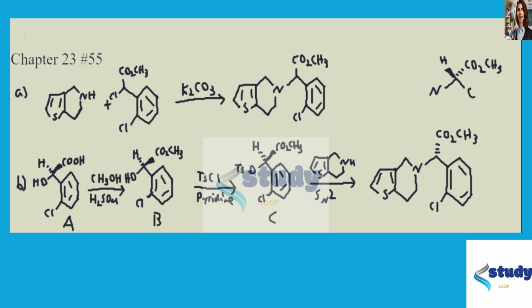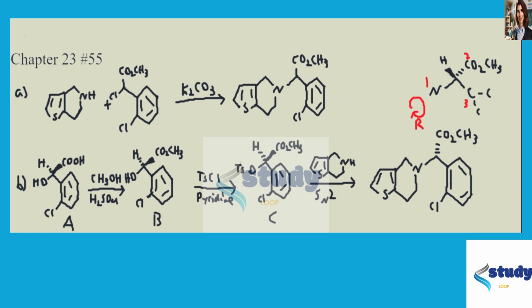And so I was always taught to do this in terms of assigning priorities based on atomic number. And so we have a bond to a nitrogen, so that's going to be number 1. Then we have a carbon that is bound to 2 oxygens versus a carbon that is bound to 2 carbons. And so the carbon that is bound to 2 oxygens would get priority 2, and that would make this carbon bound to 2 carbons priority 3. And so going from 1 to 2 to 3, that's a clockwise movement. So that would be R.